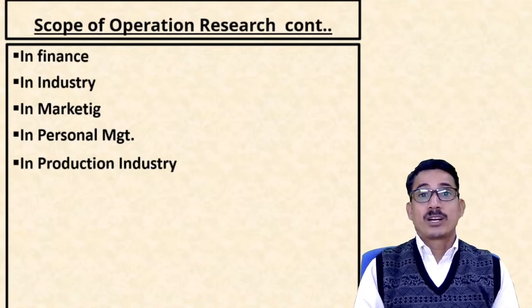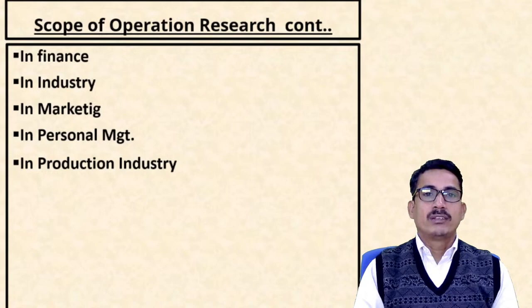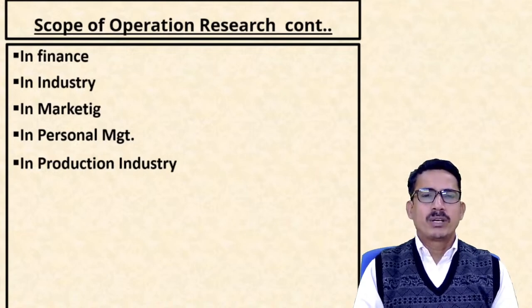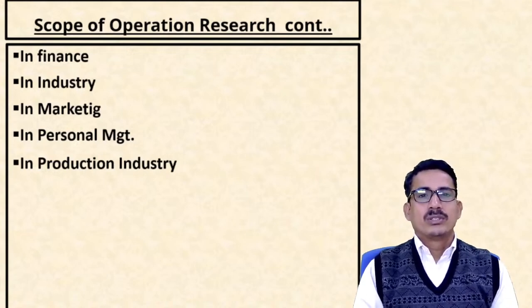But the question arises, how can productivity be increased? Productivity can be increased when the numerator is higher and the denominator is lesser, the total output to the total input. So there are different ways by which productivity can be increased.